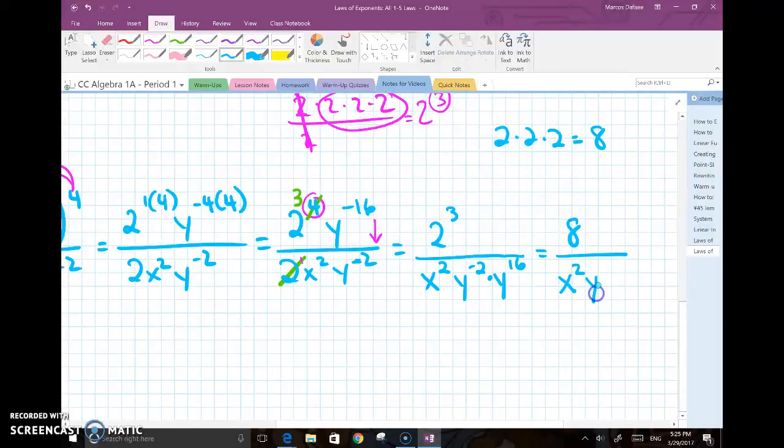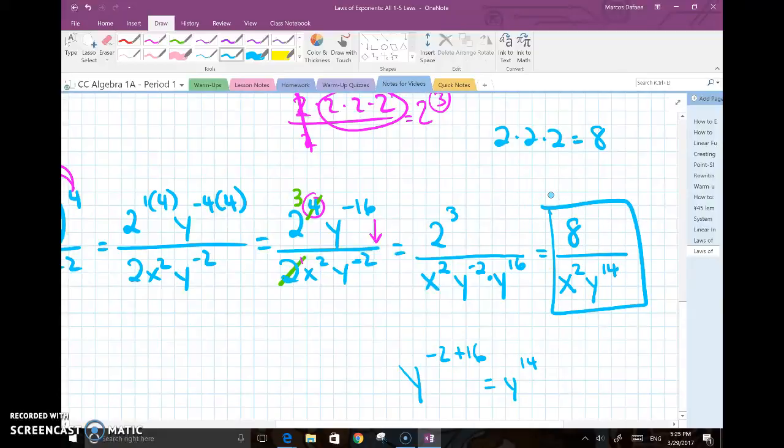Now with these y's, this would be 16 take away 2. So remember, this is one of the laws of exponents. It would be 16 minus 2, or negative 2 plus 16 if you want to do it that way. You could do it that way if you want, going left to right. But either way, you would get y to the power of 14. So that's what I have over here, y to the power of 14. And with that, I'm finished. There's nothing left for me to simplify. I'm done.